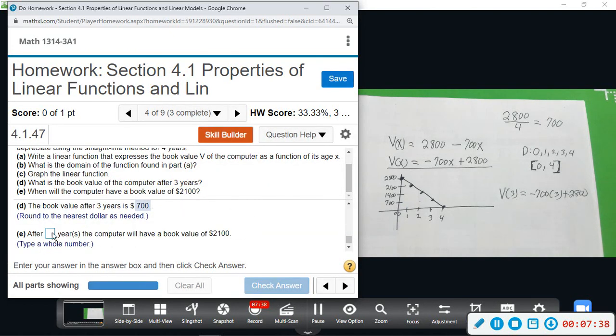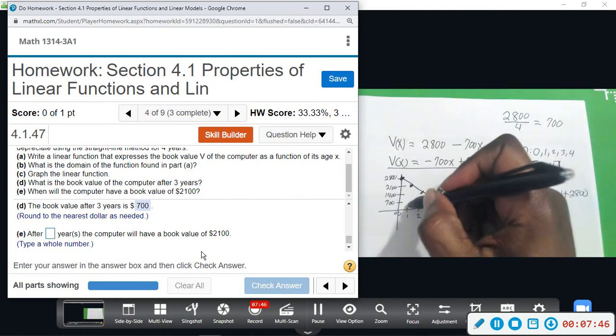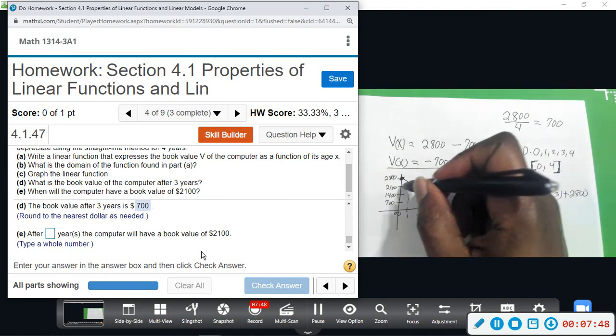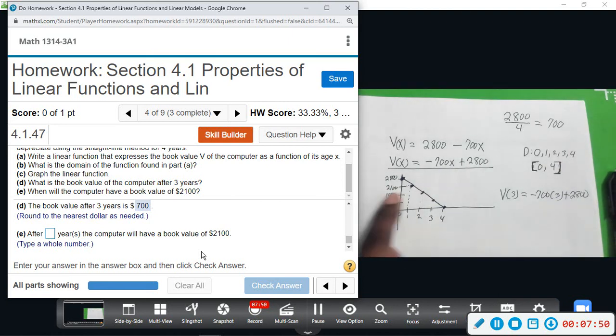And then after blank years, the computer will have a book value of 2,100. Okay, so 2,100 is here, so that's after 1 year. So trace that up. 1 year, we have a value of 2,100. So that's after 1 year.